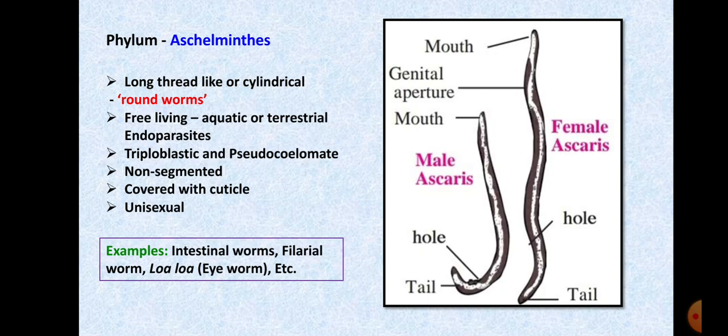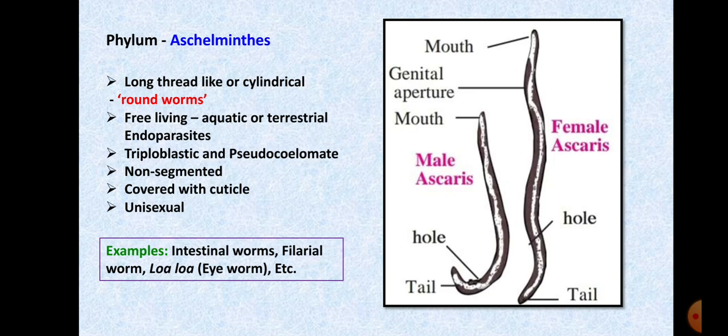The next phylum we are going to study is Aschelminthus. Last time we ended our session with phylum Platyhelminths. Helminths, you will have to understand, means worms. So that was Platyhelminthes. Those worms are flat. Aschelminthes is your next phylum.